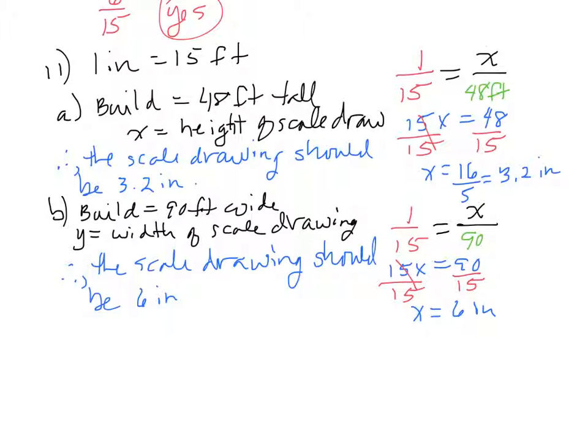What'd you get? That one was easier, right? So we got 6 inches for that one. All right, we good?